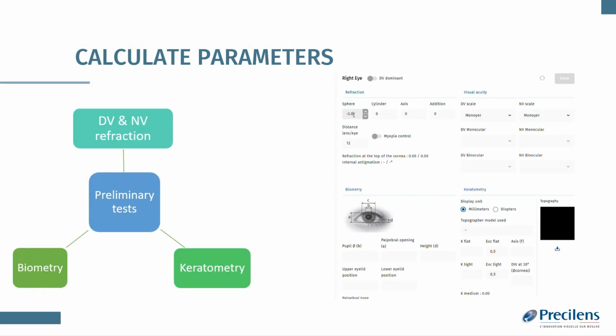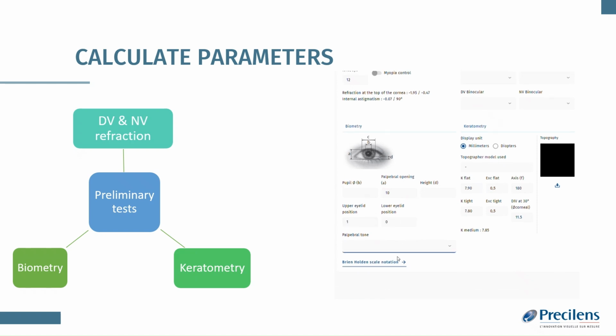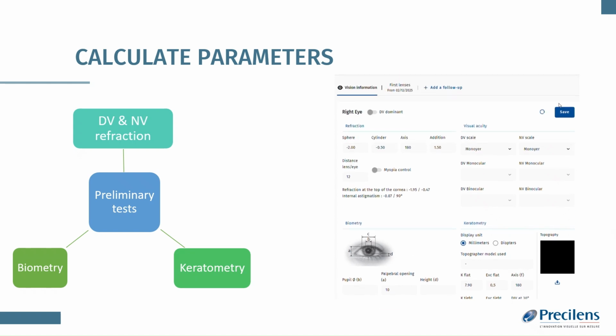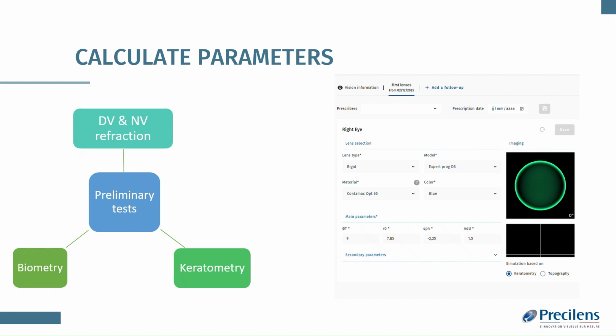The calculation of first intention lenses is carried out using click and fit. It is necessary to mention the refraction in distance vision, as well as the addition worn in spectacles. Keratometry and corneal diameter are also essential. It is strongly recommended to mention the eyelid biometrics, with the measurement of the eyelid opening, overlaps, and eyelid tone, so that the first intention parameters are as accurate as possible.